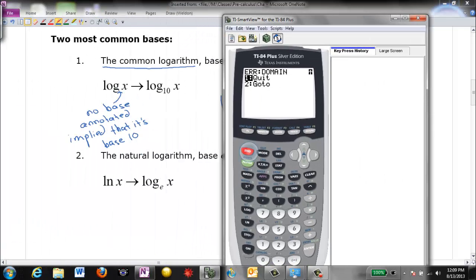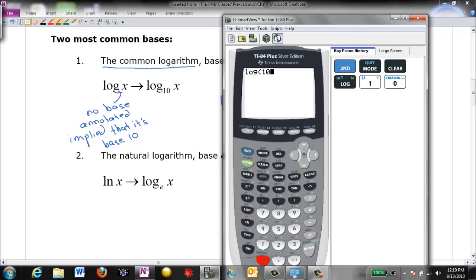Okay. So we'll go second quit, and let's clear our screen here. Let's do log. The log button's over there on the left-hand side of the calculator. I'm going to say log of 10,000, close parentheses and hit enter, and the calculator is telling us 4.